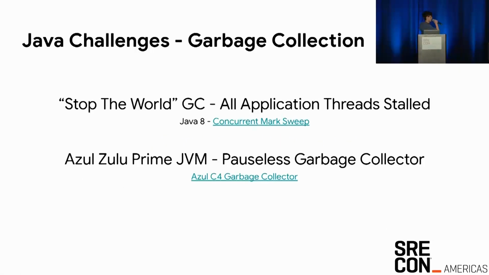A second big factor is garbage collection. With open source JDKs, you're going to have stop the world events where all applications have to freeze until GC finishes. And that's jitter that's intolerable for an exchange. So Zulu Prime also offers a pauseless garbage collector, so we don't have to worry about GC at all.